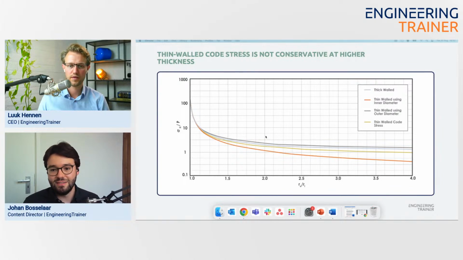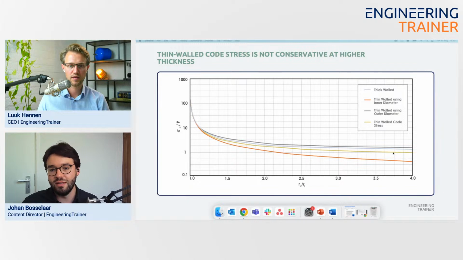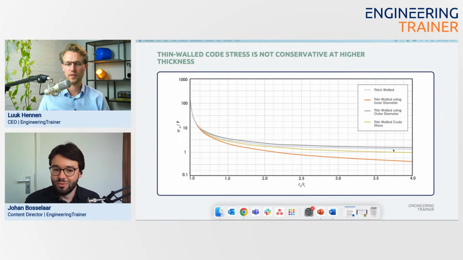So that's why most codes use the code stress, which is normally a pretty good indicator of the stress within a thin-walled pipe. But you can see that in this case it's lower than the thick-walled pipe, where your arrow is at the moment. So that would mean that it's not conservative. The stresses they predict could be lower than the actual stresses in the pipe. And that means that you really have to consider a different approach, because otherwise you might design a pipe that's too thin and it might break.